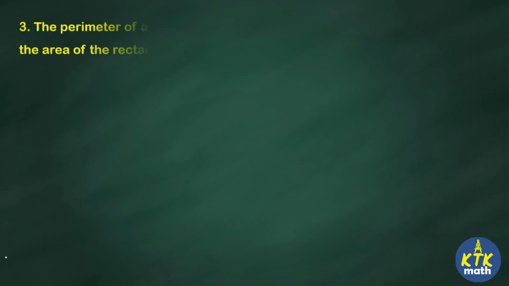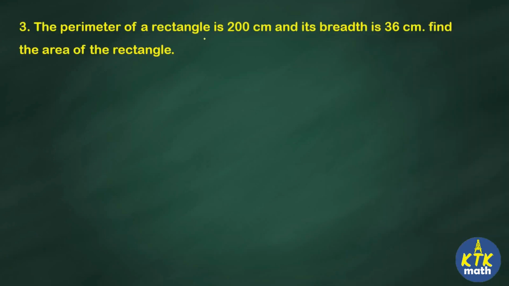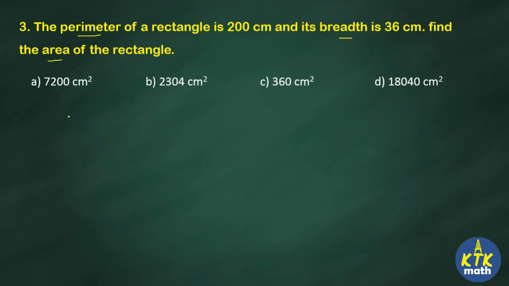Question number 3. The perimeter of a rectangle is 200 centimeter and its breadth is 36 centimeter. Find the area of the rectangle. So given perimeter as well as breadth, we need to find area. These are the code words. Your options are given like this. To find the area, we know the formula for area of rectangle: L into B. But L is not given in the question, right? How to find L now?